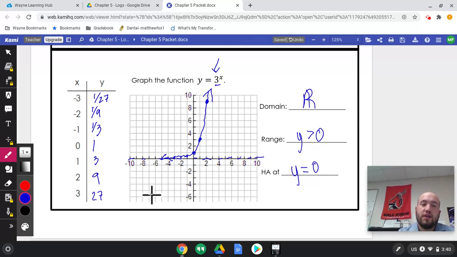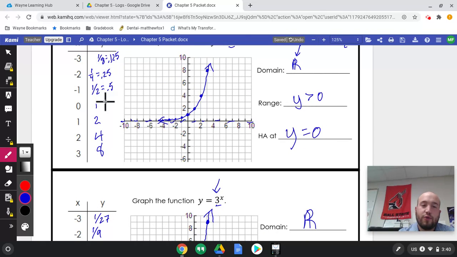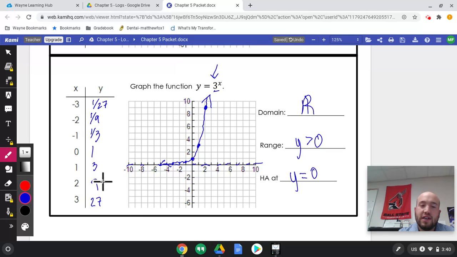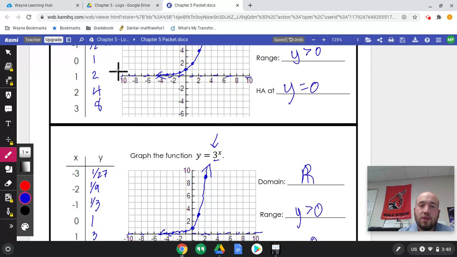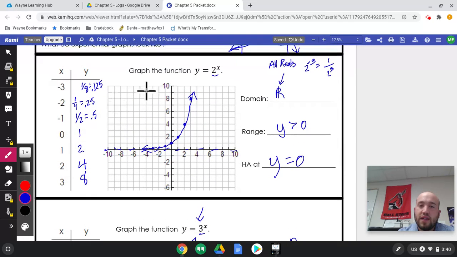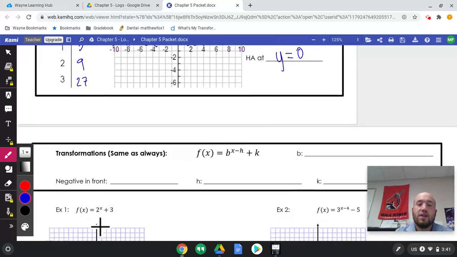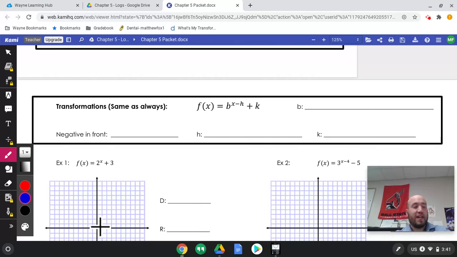All right. Now, on the last one, we had a pattern of 1, 2, 4, 8. This time, it's 1, 3, 9, 27. You'll notice, instead of 1 times 2 is 2, 2 times 2 is 4, 4 times 2 is 8, that was because this term right here was a 2. Now we have a 3 there, so instead 1 times 3 is 3, 3 times 3 is 9, 9 times 3 is 27.